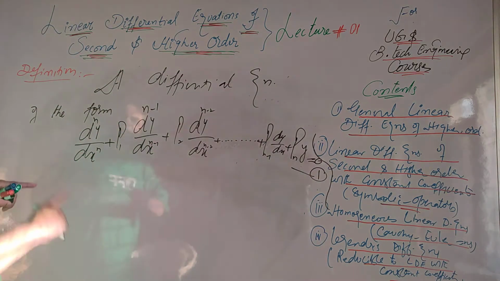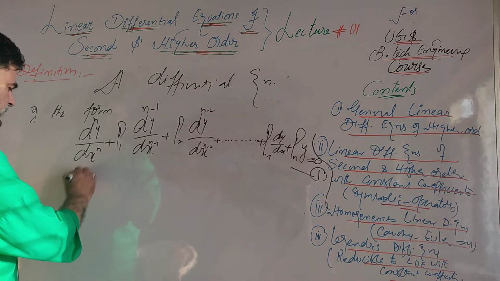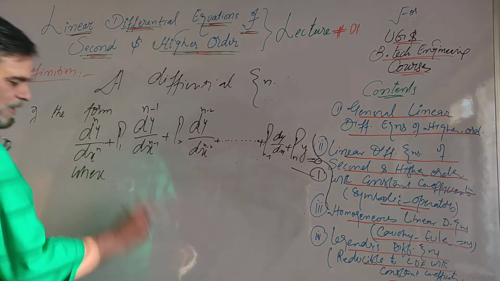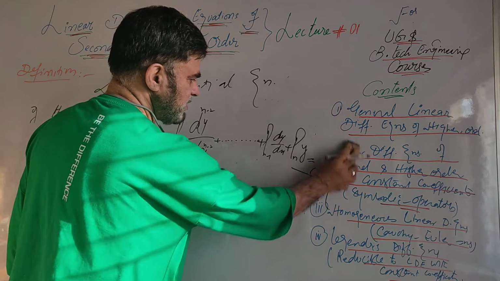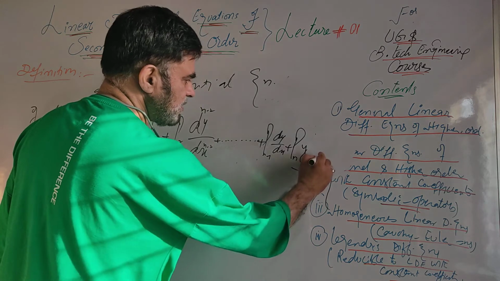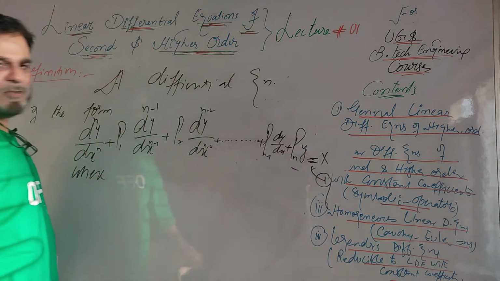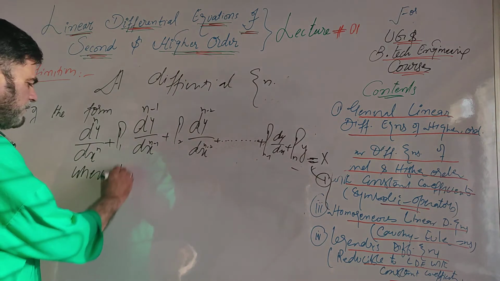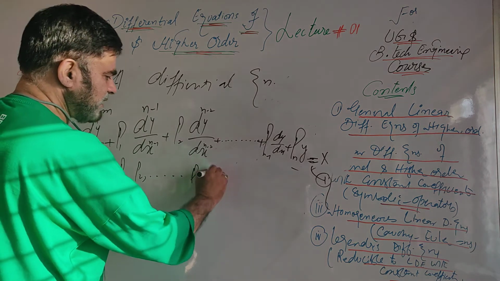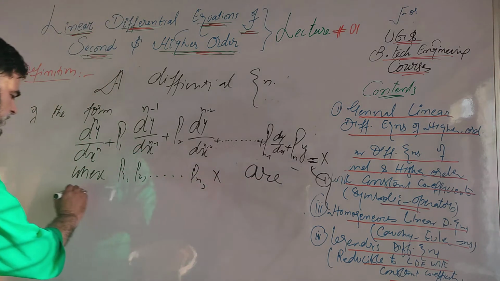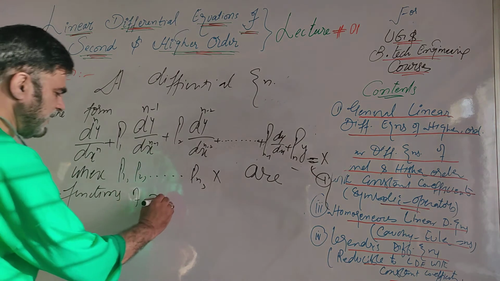This is the differential equation where I will take the right-hand side as x, because I am defining the general one. Let me take this equal to x, not yet 0. Name this equation number 1. It is equal to x, where p1, p2, up to pn and x are functions of x alone.